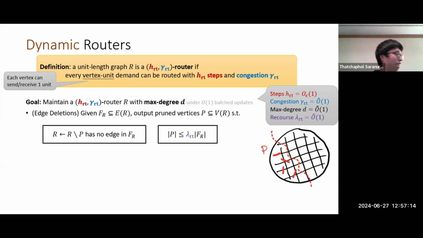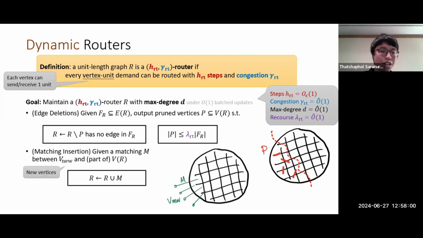Yeah, and we need to handle it under a constant batch of updates. The first type of update is edge deletions, where we remove some edges from the router and require the algorithm to output some set of prune vertices, so that after removing the prune vertices, there are no failed edges. Again, the prune vertices should not be too many. It should be roughly linear in the number of edge failures we receive. This gap between the size of P and the size of F_R, I will call the recourse of this dynamic router. And we are aiming at recourse close to constant.